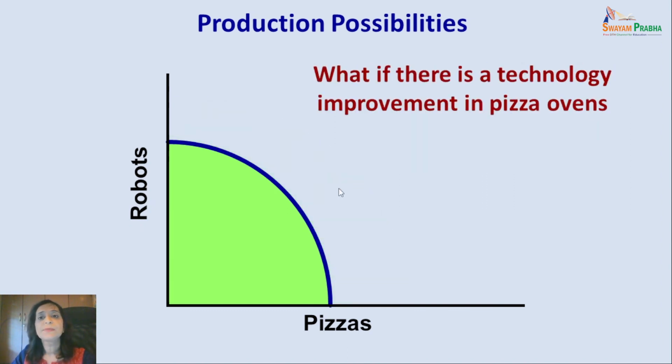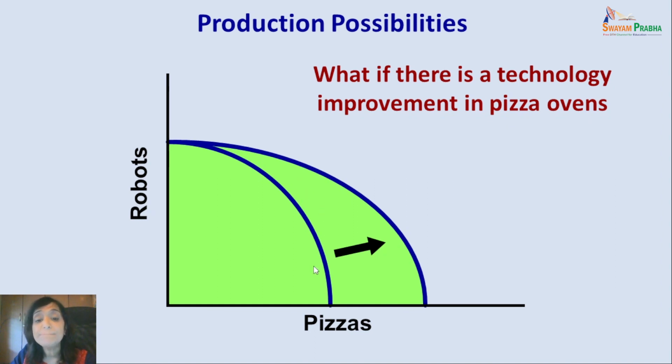Another reason, if there is a technology which increases the productivity of pizza ovens, what will happen? Again, you will see a shift, but this shift will only be on the axis where pizzas are being produced. So we will be able to produce more pizzas because the production of pizza will improve, as technology has made pizza ovens more productive. So you see a shift again.